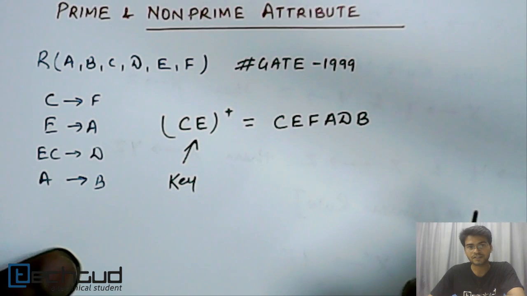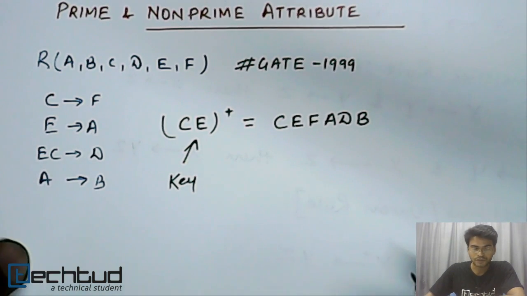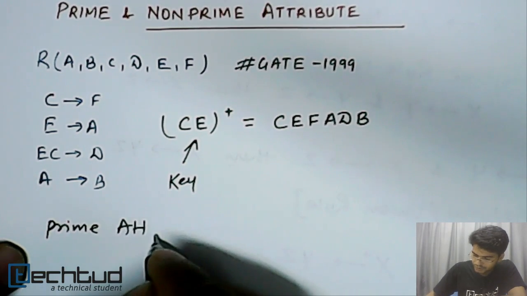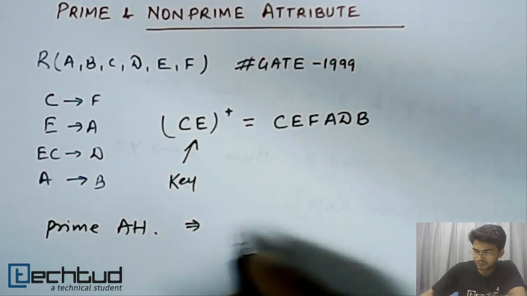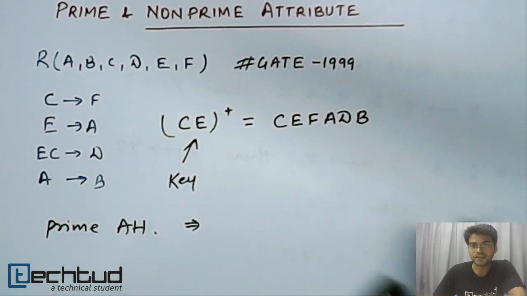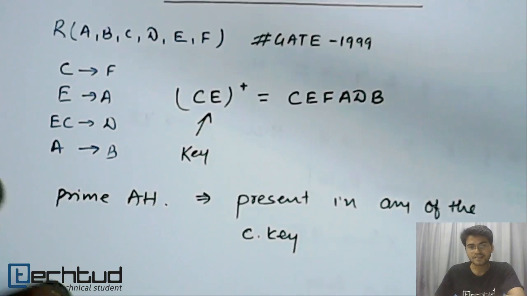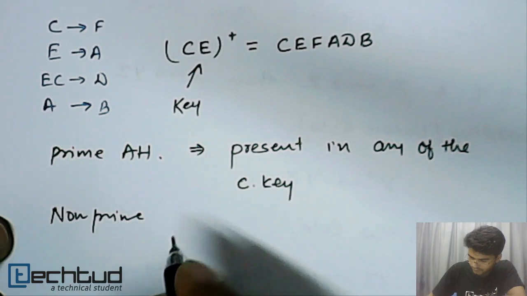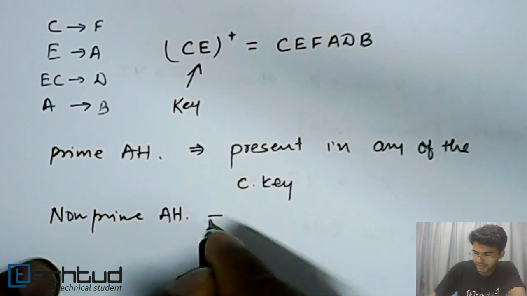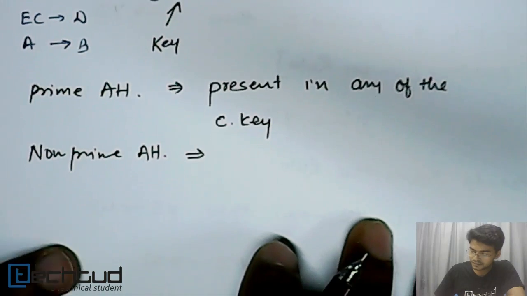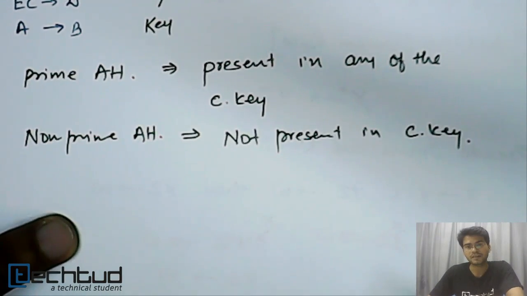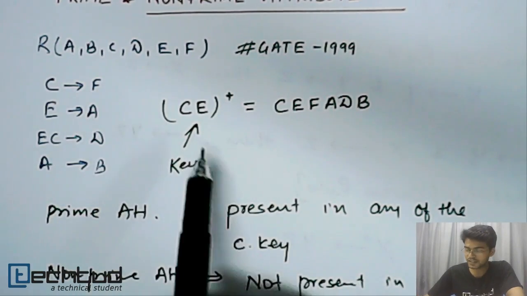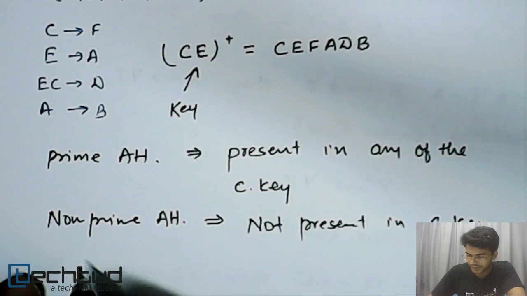Now we come to our topic, that is prime and non-prime attribute. We define a prime attribute as an attribute which is present in any of the candidate keys. Similarly, a non-prime attribute is an attribute which is not present in any of the candidate keys. Now we know the candidate key for this particular relation, so let's write what the prime attributes and non-prime attributes are.